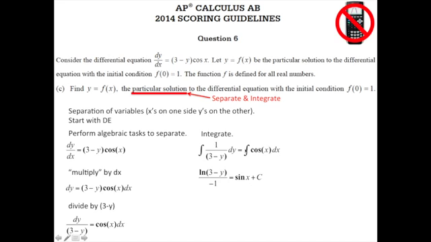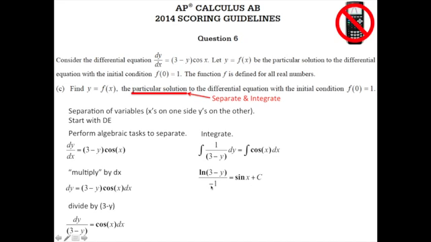And then I'm going to integrate this. Integral of cosine is sine, and then remember we always have a constant of integration. Very important to put this here. We always put the constant of integration on the x side. If you get this far, you're probably into it for 3 or 4 out of the 6 points. So if you can make it this far, you're in really good shape.